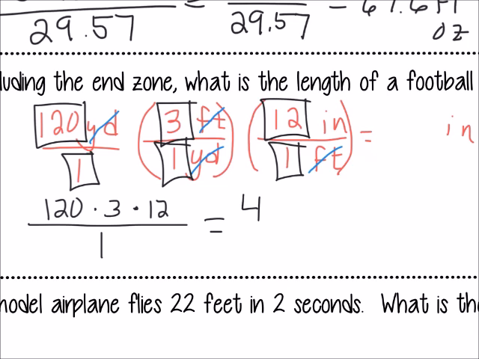So when we do the math on the numerator, we get 4,320, and since we had inches up there, it's part of our answer because it's the final remaining units. It's still up here. All the other units had been divided out.